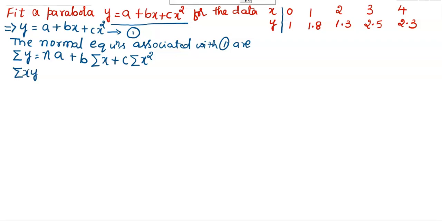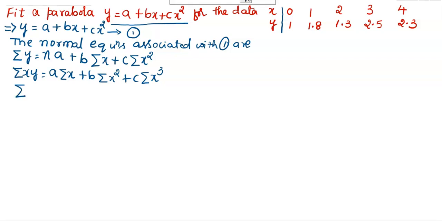Therefore, for the second equation, we have to multiply by x. So summation xy equals a into summation x, a being a constant, plus b into summation x square plus c into summation x cube. For the third equation, again we have to multiply by x.